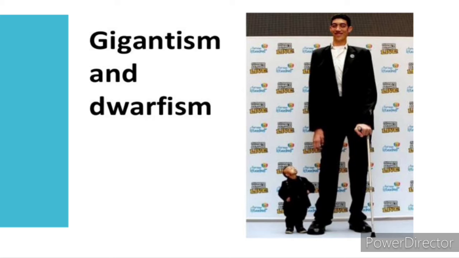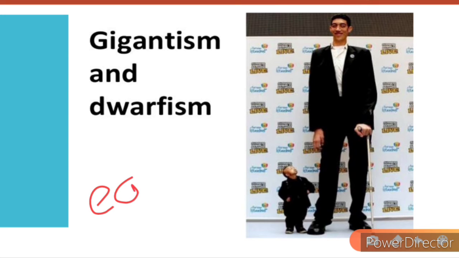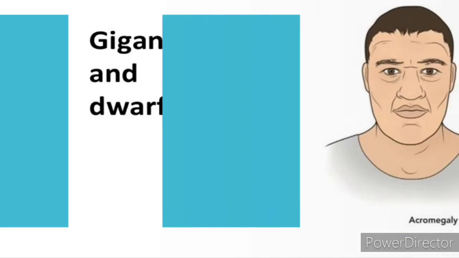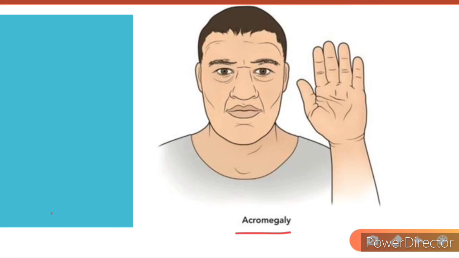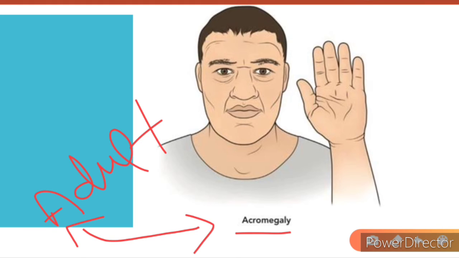Growth hormone deficiency in early life causes dwarfism, okay? And growth hormone excess in early life leads to gigantism. Both these effects are seen in early life, okay? Whereas growth hormone excess in adulthood leads to acromegaly. So in adult life, if there is growth hormone excess, then there will be acromegaly. So remember it as AA, so that there is no confusion, okay, adult life acromegaly.